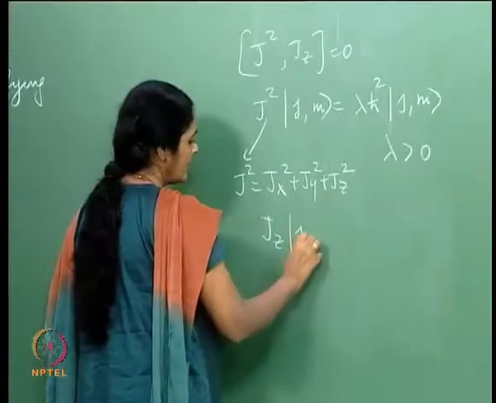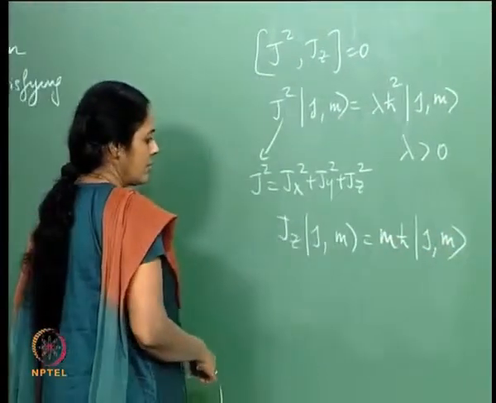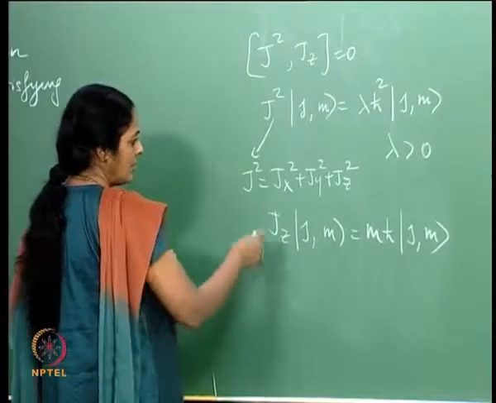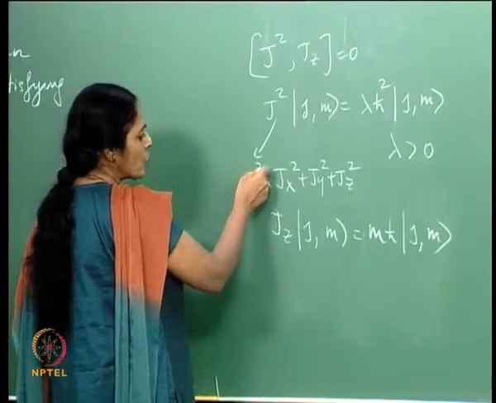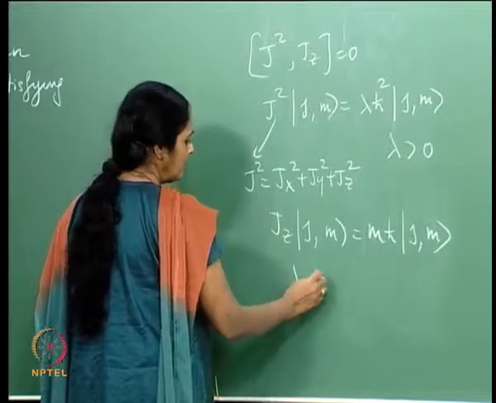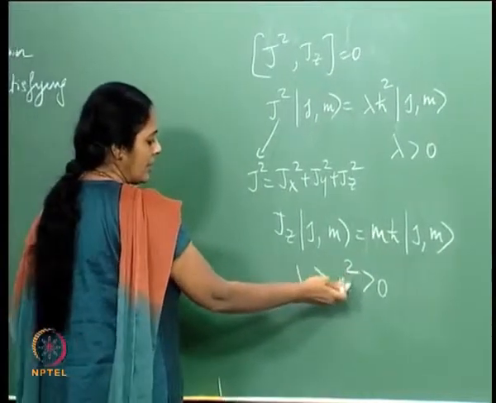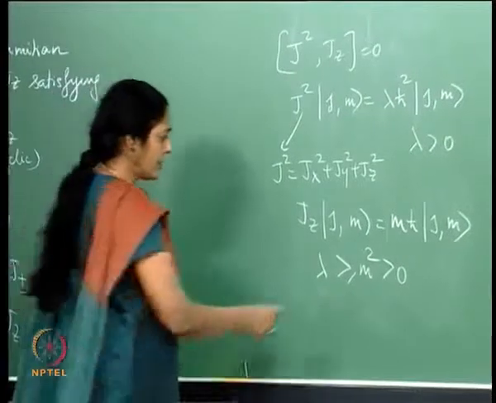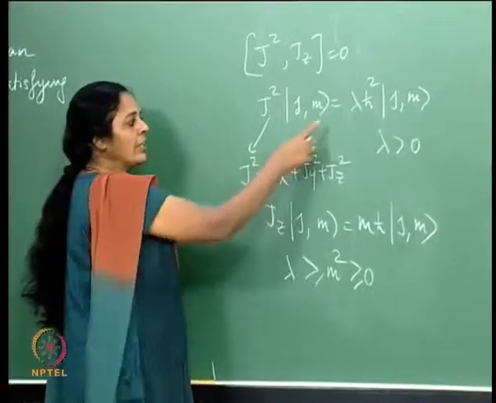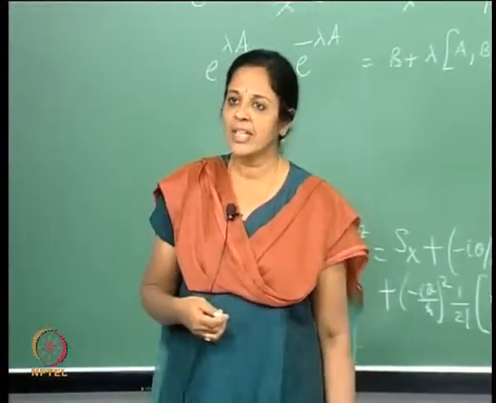Now Jz on |j, m⟩ I know is m h-cross |j, m⟩. m too has to be determined given lambda. One thing is clear, that since J squared is Jz squared plus some positive quantities, lambda is greater than or equal to m squared, and m squared itself by its very nature is greater than or equal to 0. So this is evident. We now need to find out the set of values that lambda can take and the set of values that m can take.